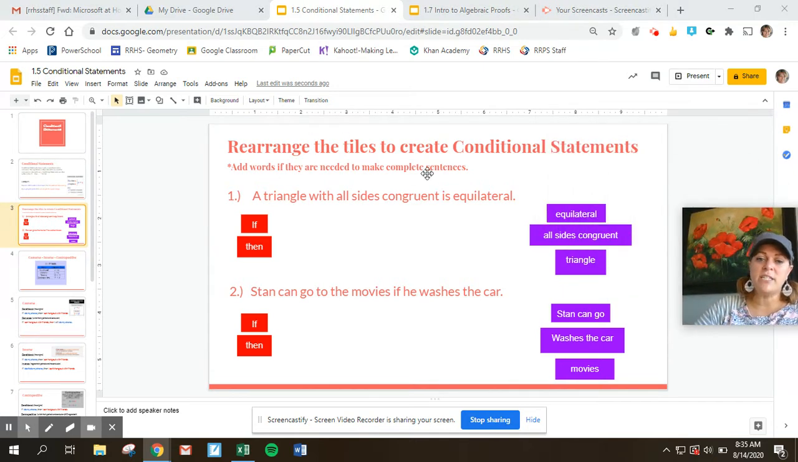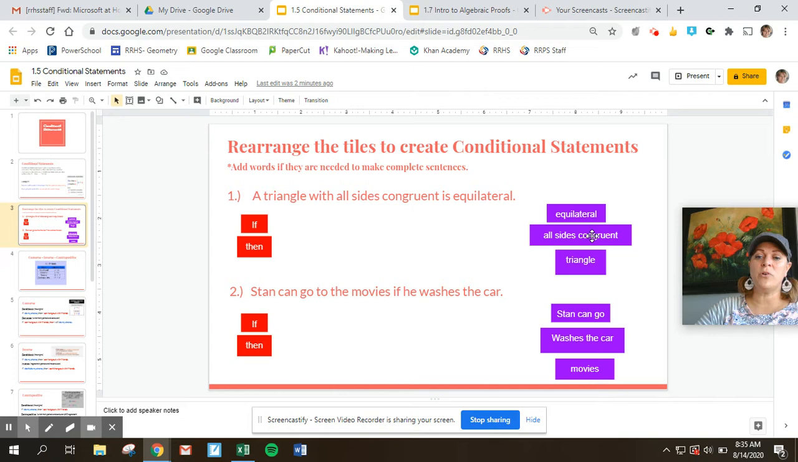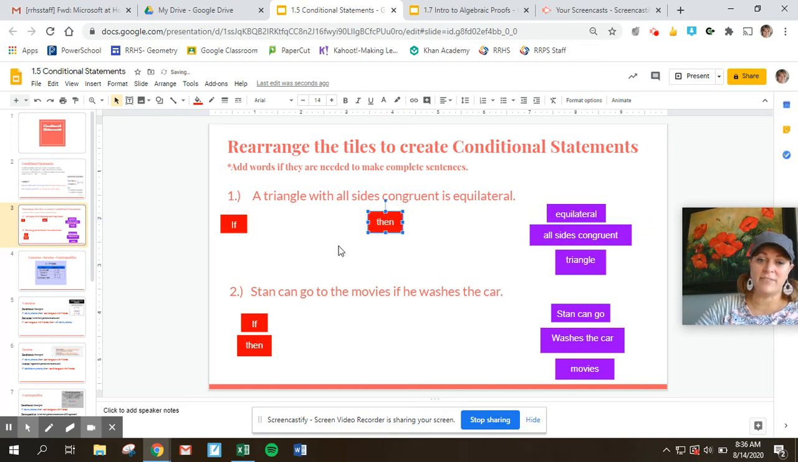And here it says, rearrange the tiles to create conditional statements. So you're going to be given a sentence or a statement, and you are going to rewrite it, actually drag and drop, but you're going to rewrite it as a conditional with if then. So I know I'm going to have the if at the beginning. I know the then is going to be somewhere in the middle. If something, then something else. So I need to figure out in this sentence, what is the hypothesis?